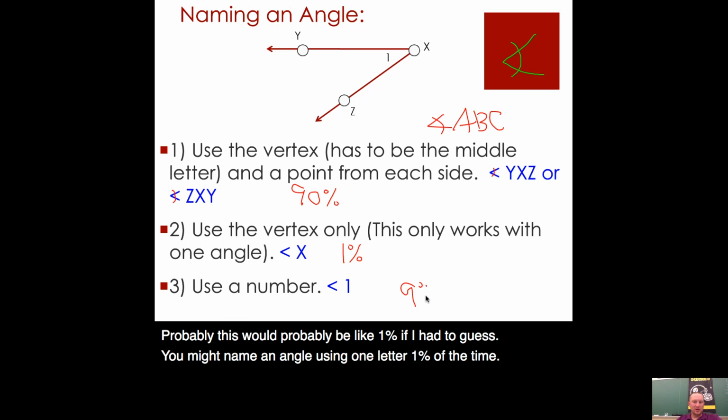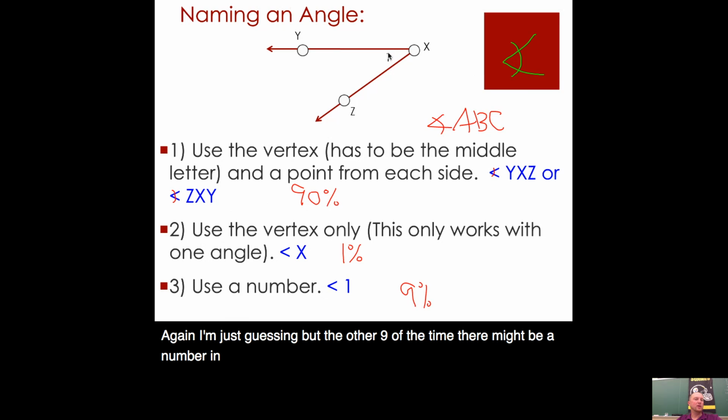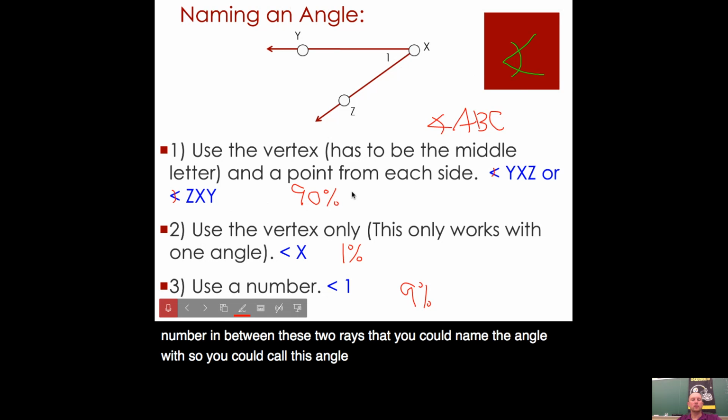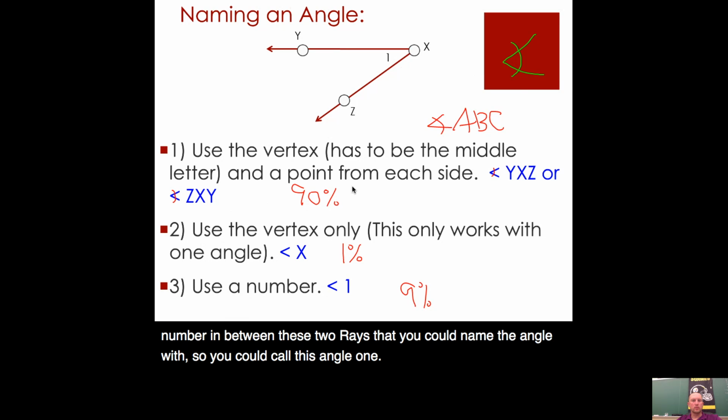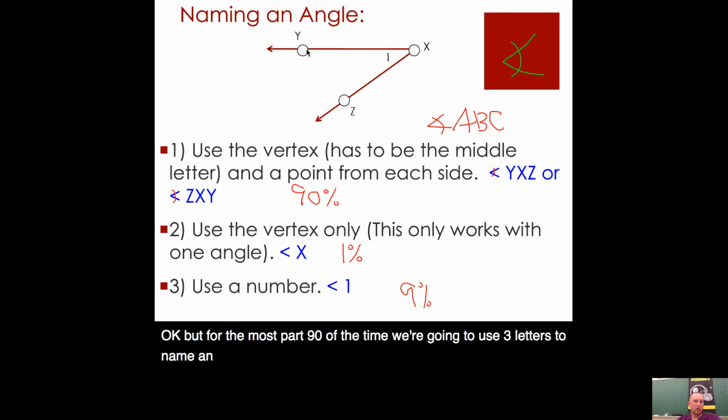Again, I'm just guessing, but the other 9% of the time, there might be a number in between these 2 rays that you could name the angle with. So you could call this angle 1. Okay, but for the most part, 90% of the time, we're going to use 3 letters to name an angle. Use your finger or your pencil to trace the angle. Make sure the vertex is in the middle.